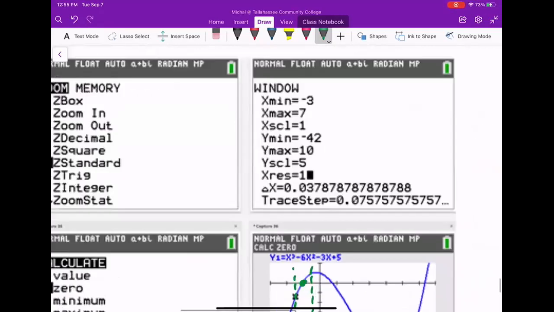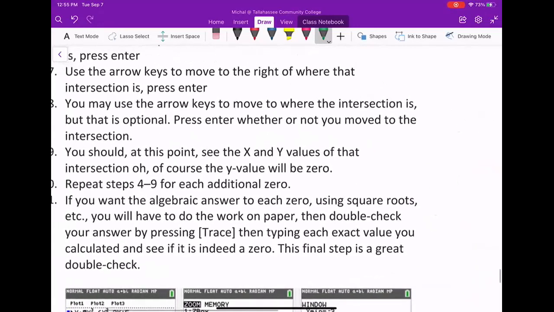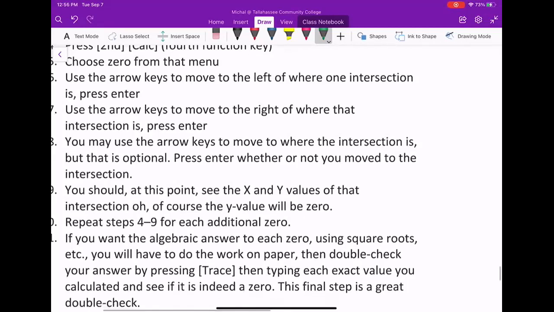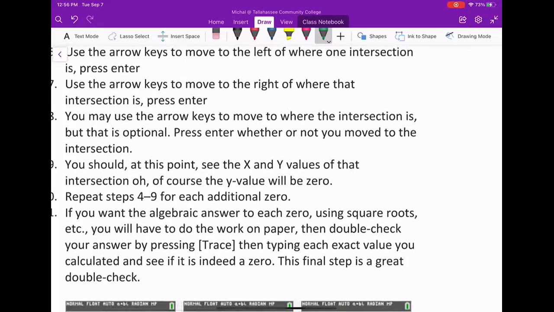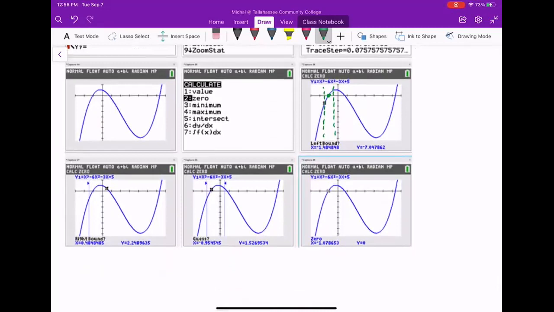And you have to select another side that's to the other side of that root. So we do that. We use the arrow keys to move to the left of one intersection and hit enter. And then we use the arrow keys to move to the right of that intersection and hit enter. And then you hit enter a third time to guarantee that you have bracketed out the points on either side of that particular intersection. So when you hit enter a third time, you get this last screen here.